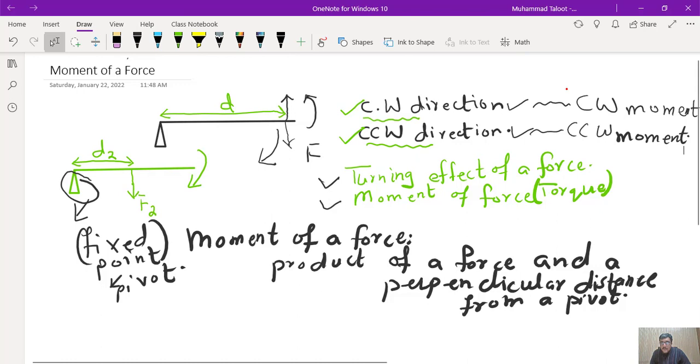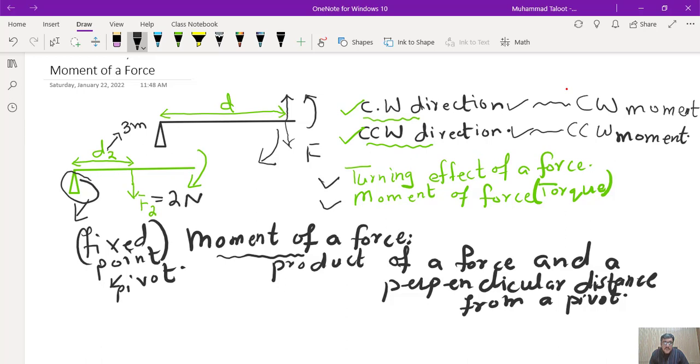So now we are going to discuss the mathematical formula for the moment of a force, or you can say the turning effect of a force. For example, if this distance is 3 meter and the force which you are applying here is 2 Newton, calculate the moment of the force.